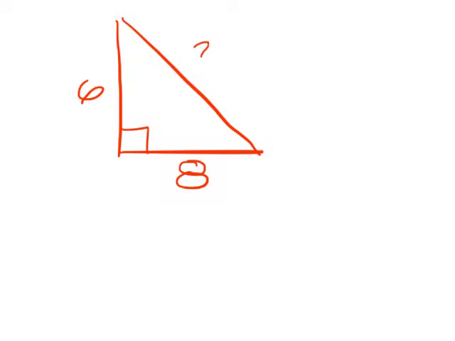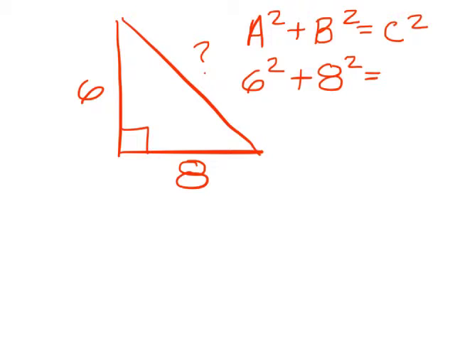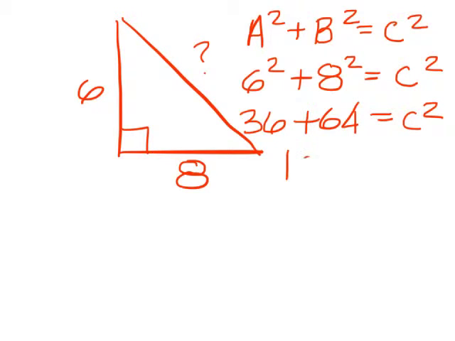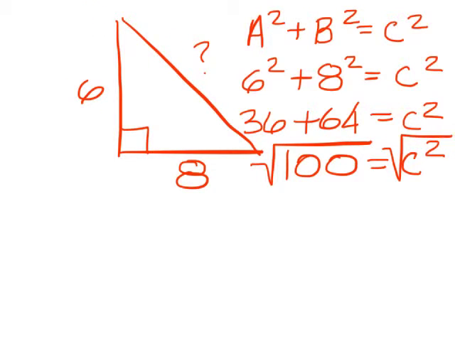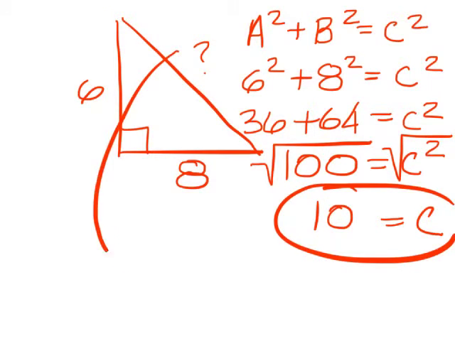Here's another right triangle, and in this right triangle I know that this is 6 and this is 8, but I don't know this side here. So you start off with the formula a squared plus b squared equals c squared. That would be 6 squared plus 8 squared, and simplify those to be 36 and 64, and then add them together to get 100. You need the square root of both sides to find out what c is. The square root of 100 is 10. That's what this is.